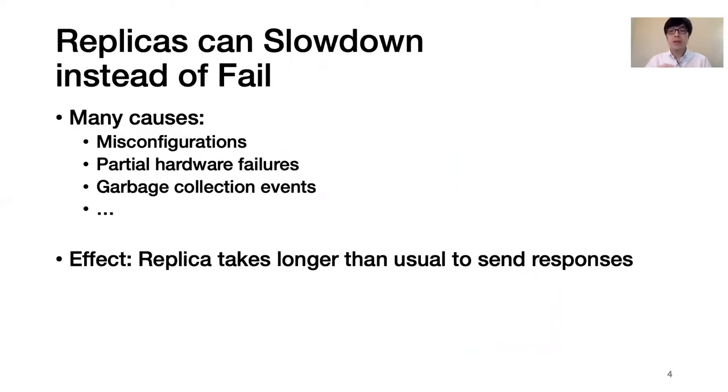Yet, there are many behaviors for a replica between operating normally and failing. In particular, some replicas can be much slower than others. They can be slow for many different reasons: misconfiguration, host-side network problems, partial hardware failure, garbage collection, etc. The effect of this slowdown is that an individual replica takes longer than usual to send out responses.